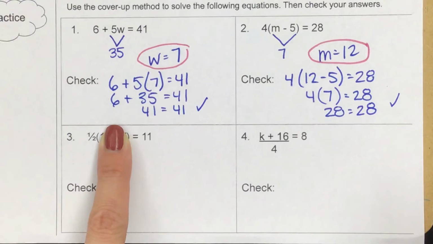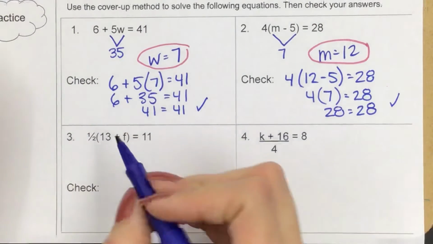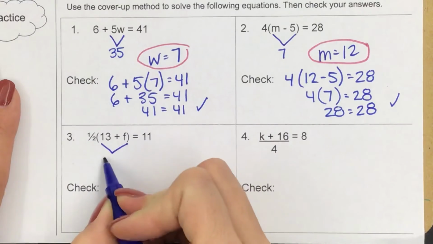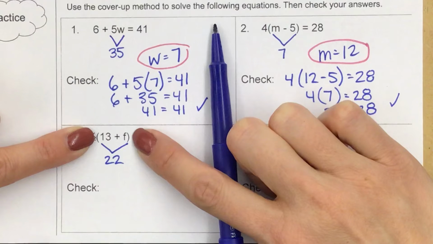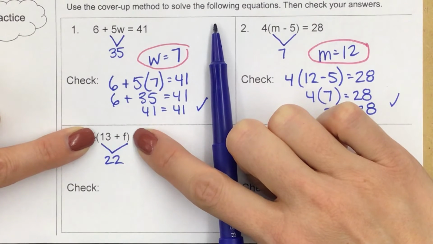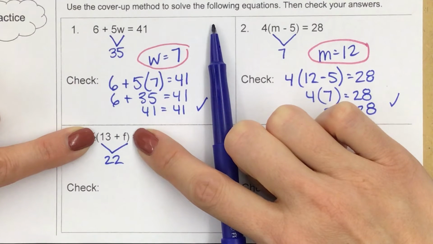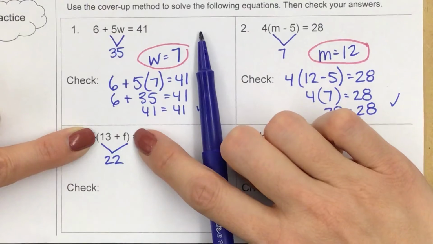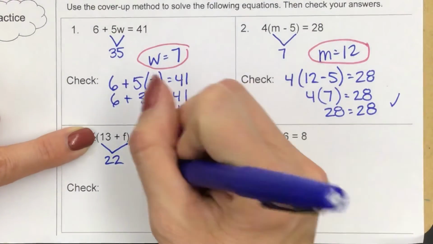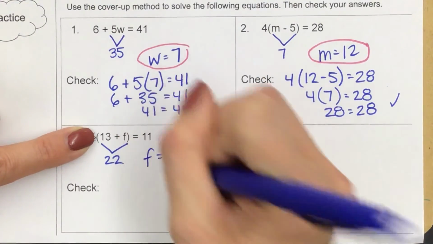Okay, Trenton: 22. Because if half of 22 is 11, then the value here has to be 22. Now, 13 plus what number is 22? Think about it. Raise your hand when you feel like you know. All right, John: 9. Okay, because 13 plus 9 is 22. So that means F has to be 9.